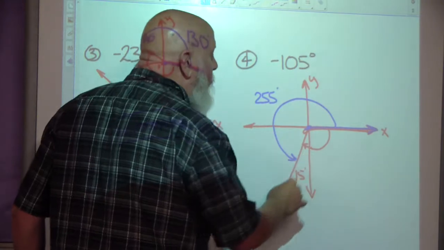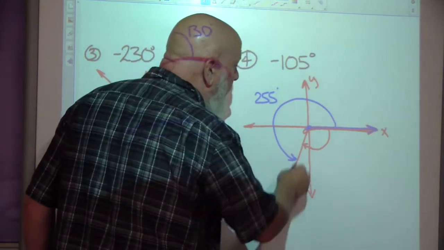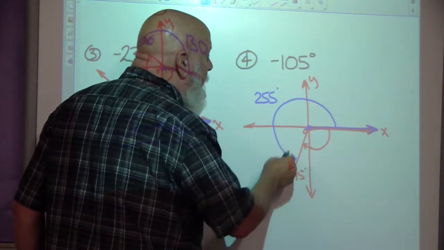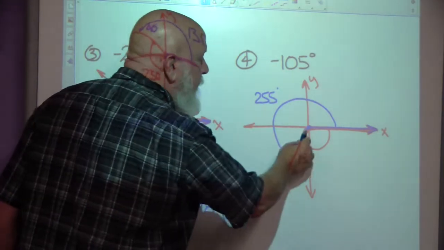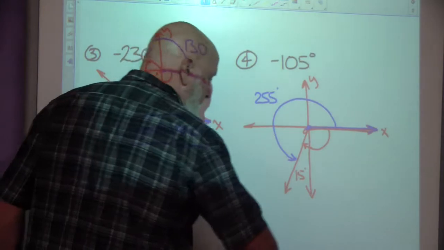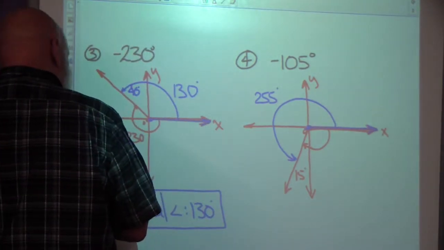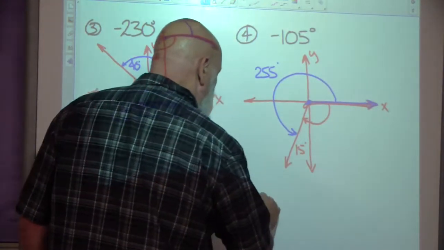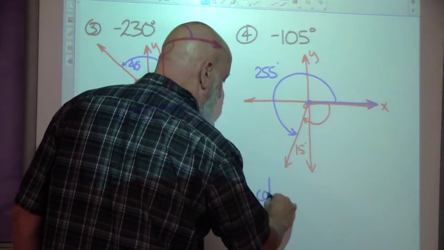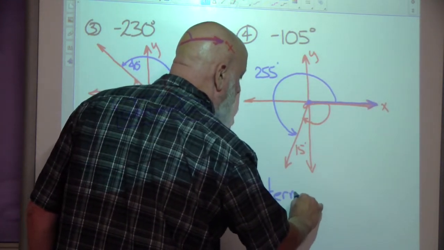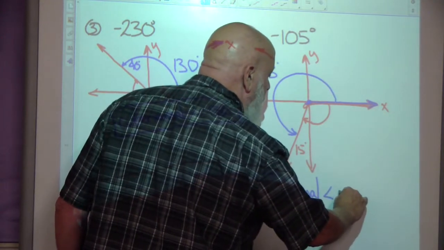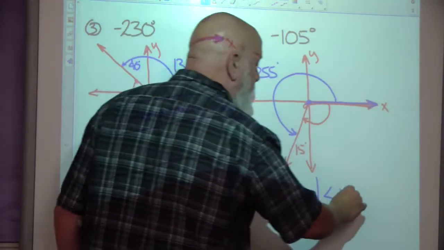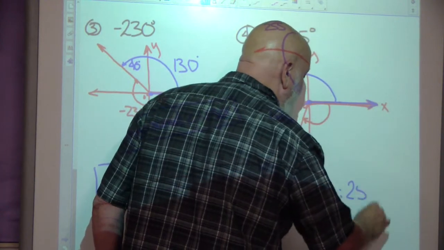rotation of negative 105 degrees, and that makes negative 105 and 255 coterminal by definition. They share the same terminal side. And so I would identify that. Coterminal angle, 255 degrees. Again, providing I haven't made any mistakes.